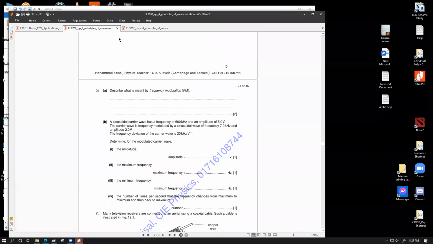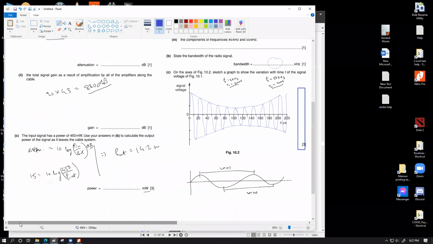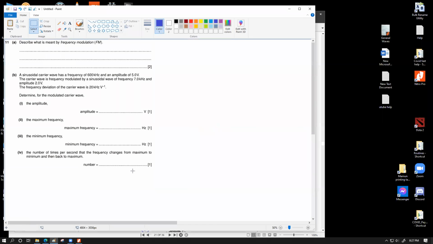This is the one question that we have about frequency modulation. This is just some calculation. I'm going to help you understand this calculation from this part. So let's get rid of everything. Blank slate. Okay. Have a look at this. Describe what is meant by frequency modulation. So in this question, you write the definition of frequency modulation.